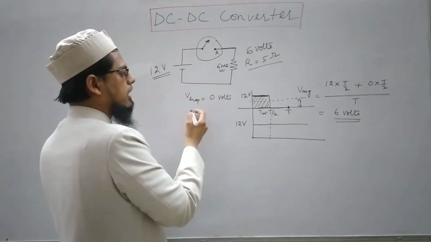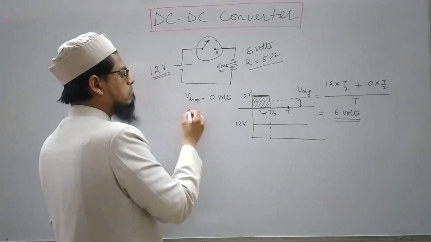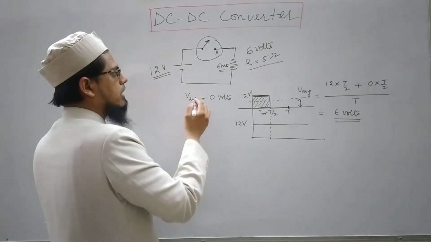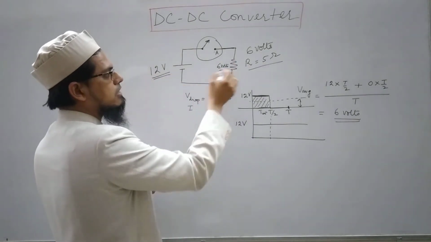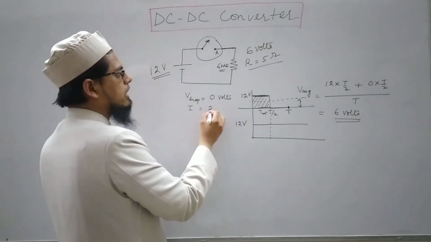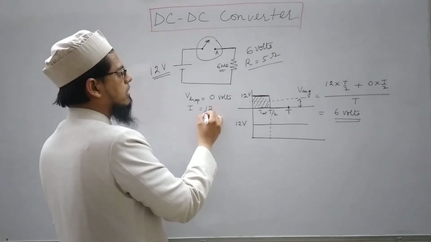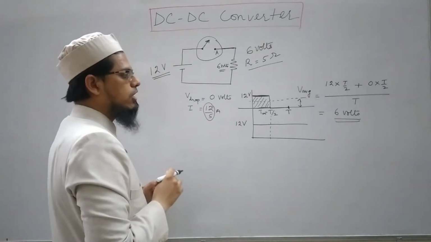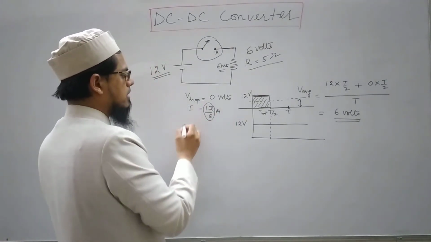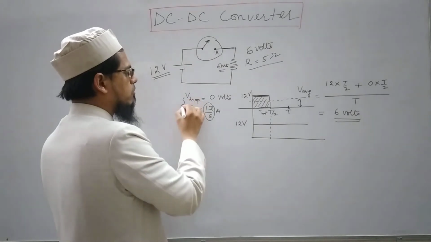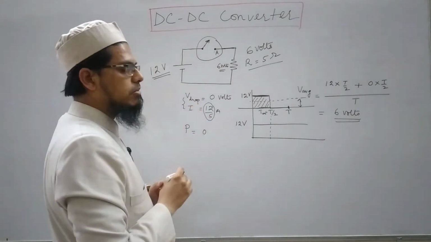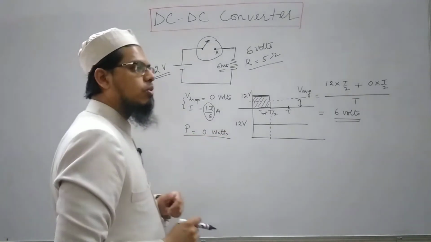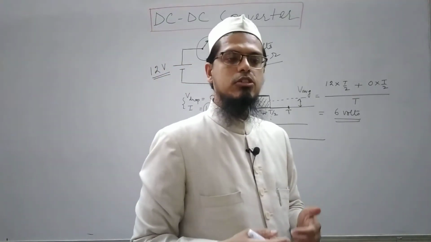And whatever be the current flowing through it, let me call it I, the current that is flowing through the switch, it would basically be 12 divided by 6 since it is a resistive load. So I would be 12 divided by 6. So this much amperes of current would be flowing through the switch, but since voltage is 0 and the product of the two will consequently be 0, there is no power loss across the switch when the switch is conducting.